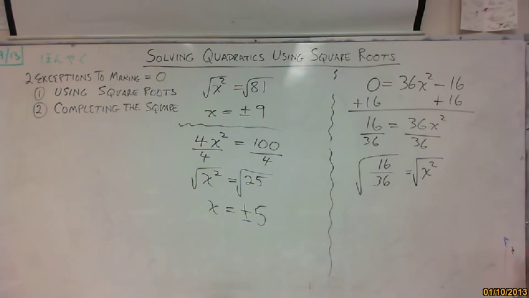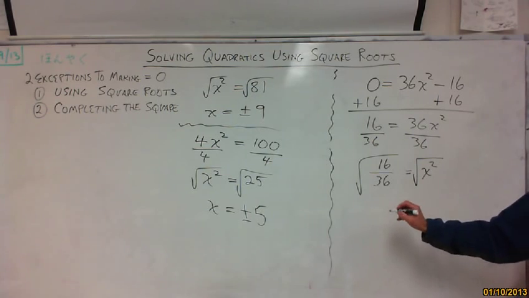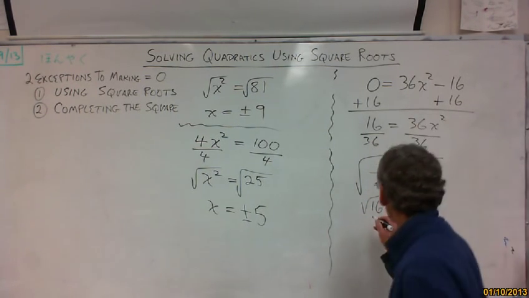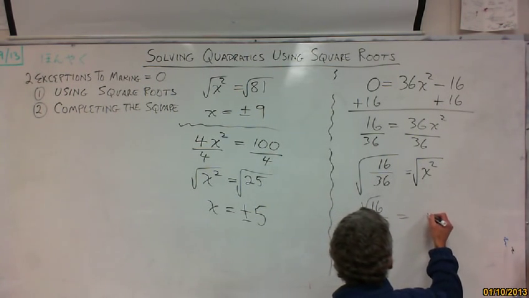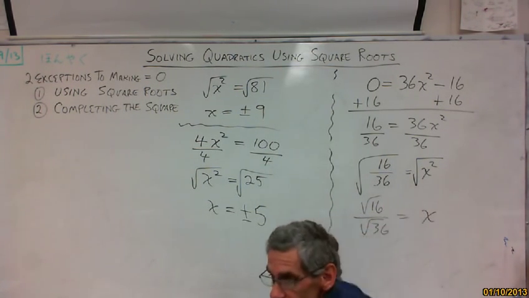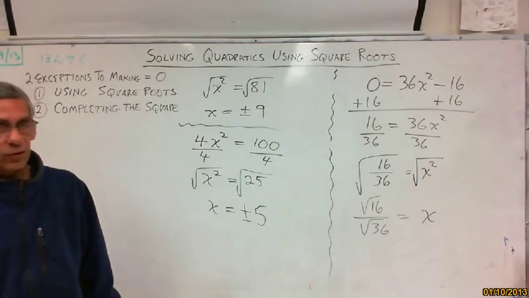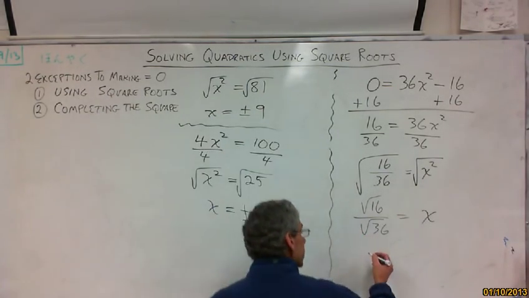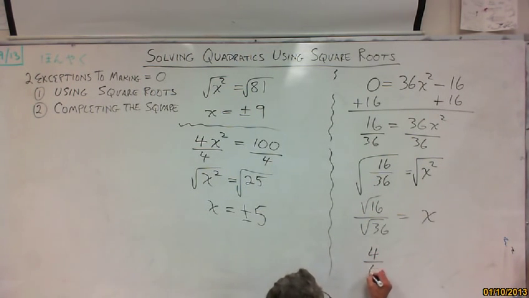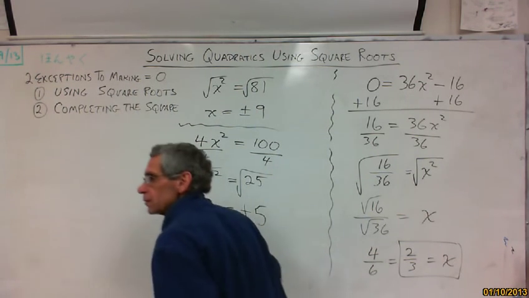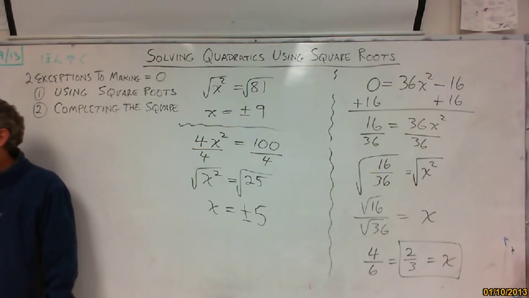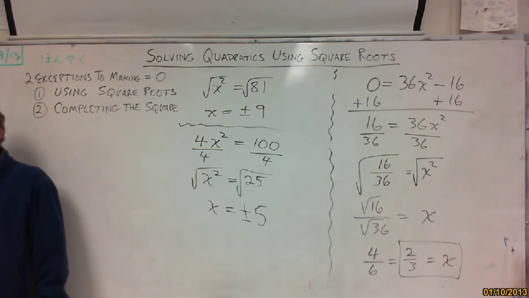Square root of the top and square root of the bottom. Yeah, because that's the same thing as the square root of 16 over the square root of 36. Right? So that's what x is. So what is the square root of 16? 4. What's the square root of 36? 6. So I could say 4 over 6, which actually could be simplified as what? 2/3. That equals x. So my x is 2/3. Make sense? See what I did?